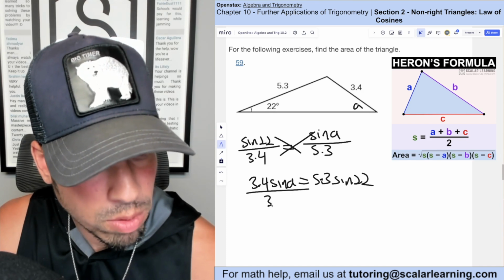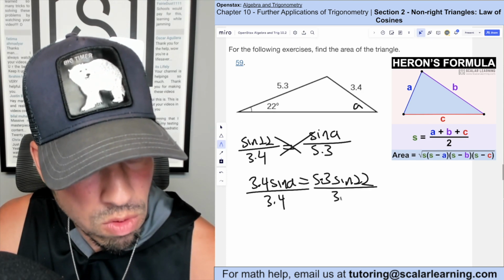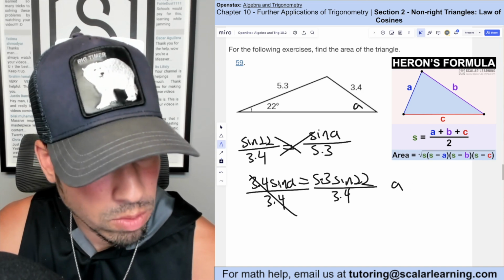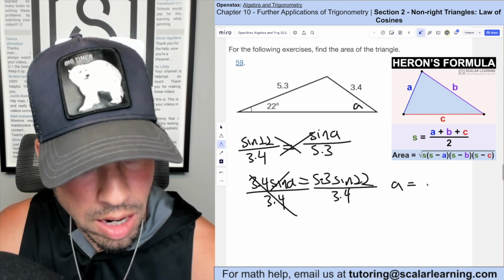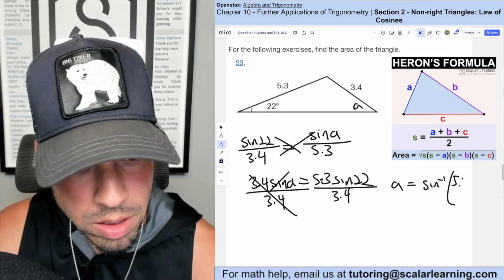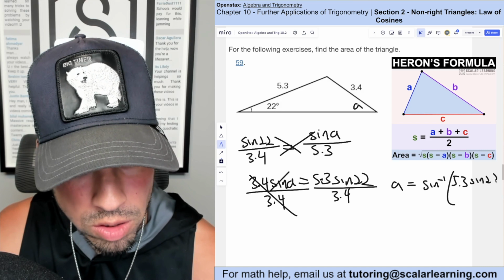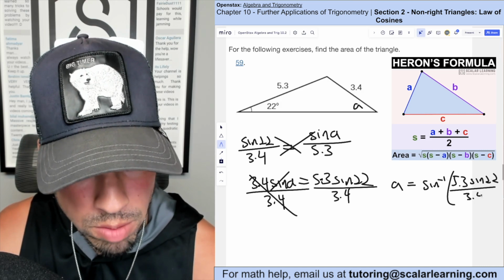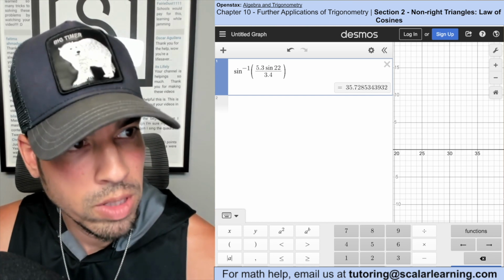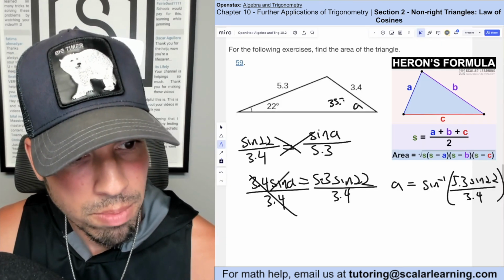Now we're going to divide both sides by 3.4. And then after that, we have to take arc sine of this side to get rid of the sine there, right? To isolate. So we got A equals arc sine of 5.3 sine of 22 over 3.4. Let's plug that into Desmos now. And we get 35.7 for the angle. So A is 35.7 degrees.